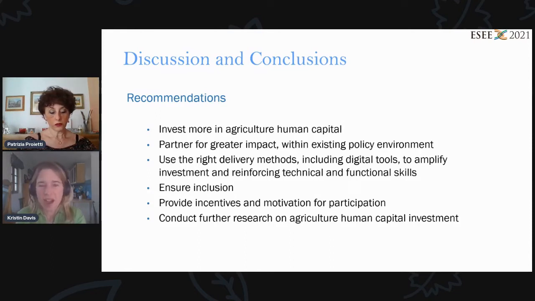And then lastly, being a researcher, we saw tons of opportunities for further research on agricultural human capital investment. We need to know how does it work with private sector development models? How do we include more of the social, the human, the environmental impacts into the studies? And there's a lot more learning that can be achieved on human capital development in general.